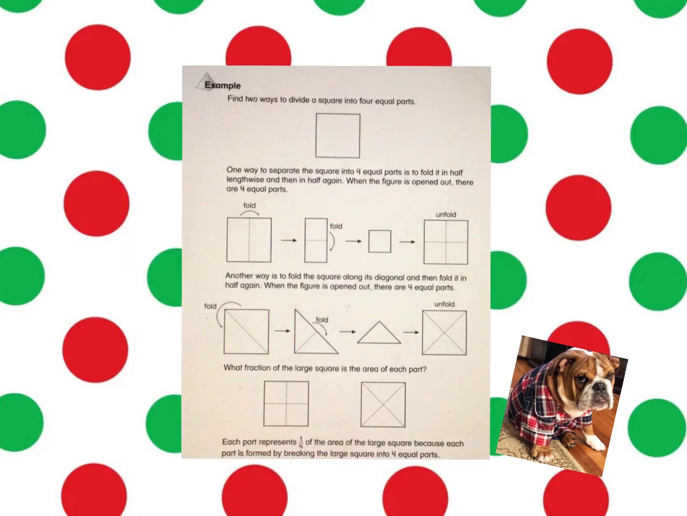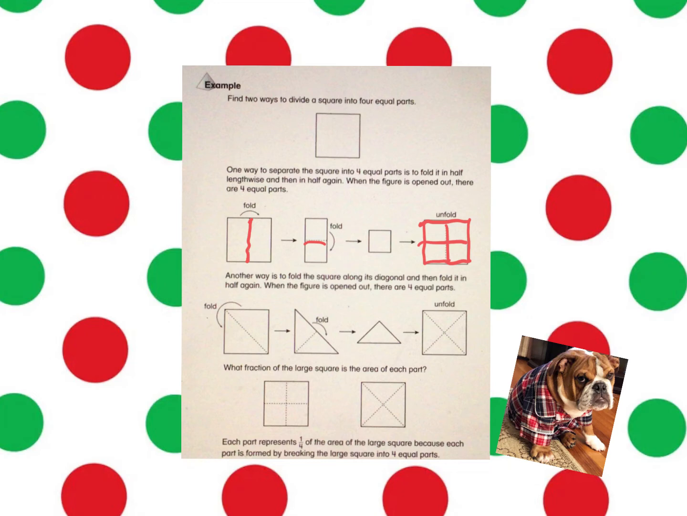Here's another example. Find 2 ways to divide a square into 4 equal parts. So one way to separate the square into 4 equal parts is to fold it in half lengthwise. Okay, so we have it broken off into 2, and then fold it again, and it's going to be small. When the figure is opened out, there are 4 equal parts. So you can try this even at home with a piece of paper, and then after you unfold it, you'll see that there are 4 equal parts that look like this.